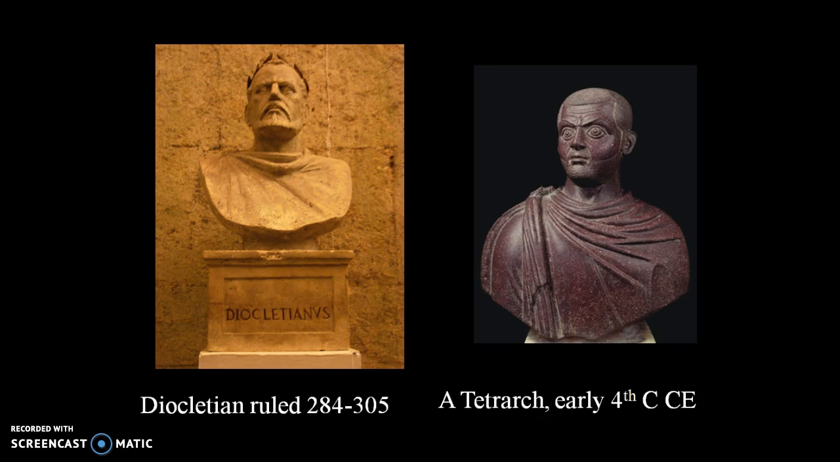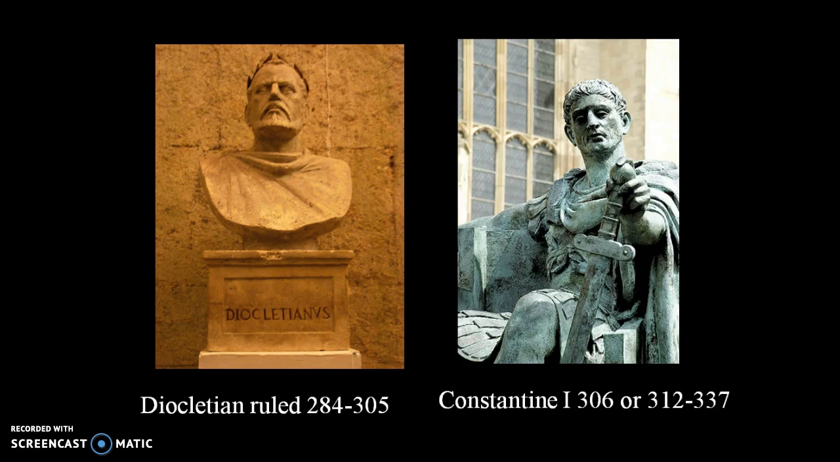Constantine eventually wins in 312. Now, Constantine is one of the more famous Roman emperors because he is connected to Christianity. And he is known as the first Christian emperor, although he probably wasn't fully Christian. We think his mother was Christian, and he did issue, along with the ruler of the East, the Edict of Milan, which established religious tolerance for all religious groups. And that's really important to the Christian cause.